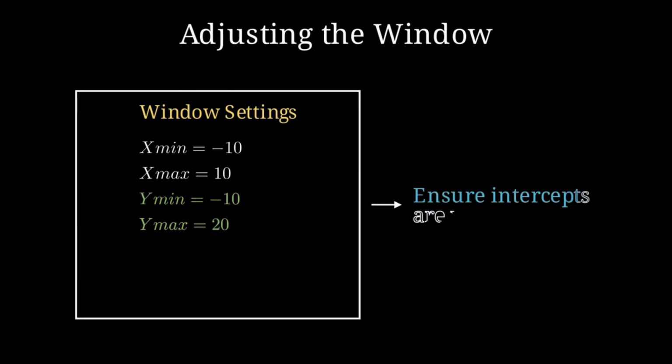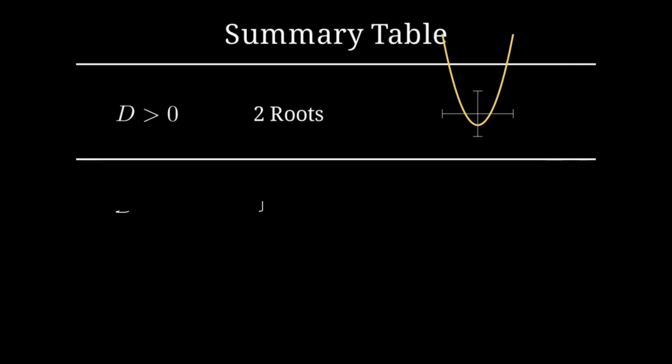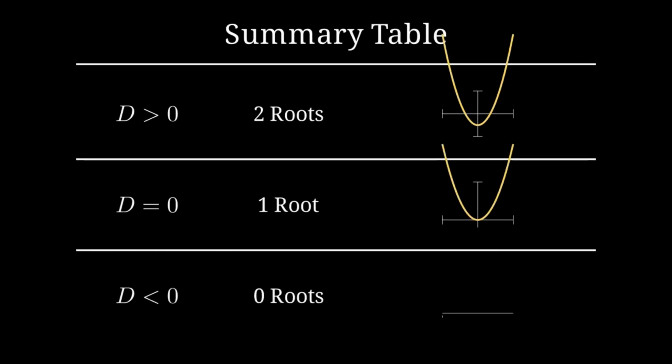If the discriminant is positive but you see no intercepts, you may need to zoom out to find where the curve crosses. To summarize, a positive discriminant means two real roots and two intercepts. A discriminant of 0 means one real root where the vertex touches the axis. A negative discriminant means no real roots and no intercepts.